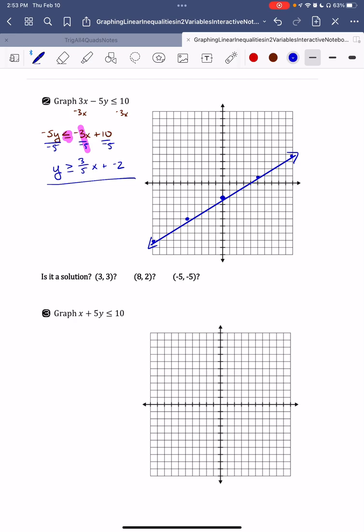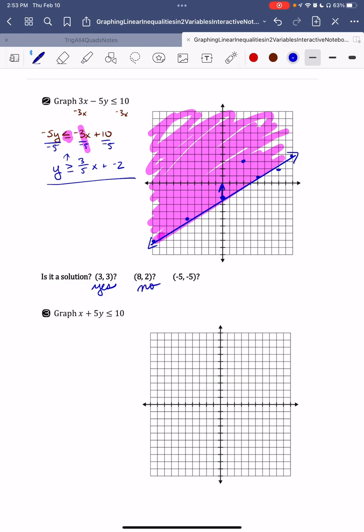So because it's greater than, I have to shade up. So I could pick a point. I'm going up. So I'm shading everything on this side of the line. So everything in that part of the coordinate plane is a solution. So for a couple examples, (3, 3), for example, if I plot that, well within the shaded region. So yes, that's a solution. Now if I look at (8, 2), it is just barely under my line, so no.